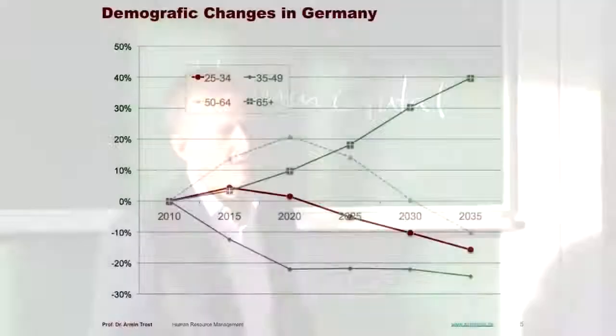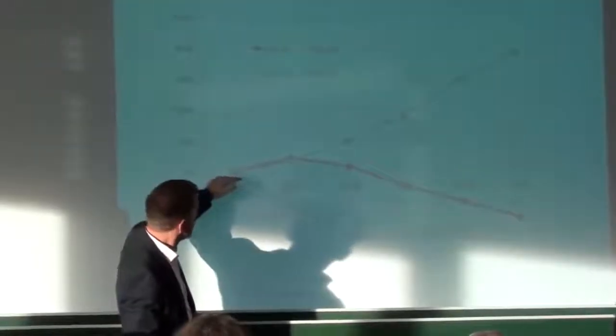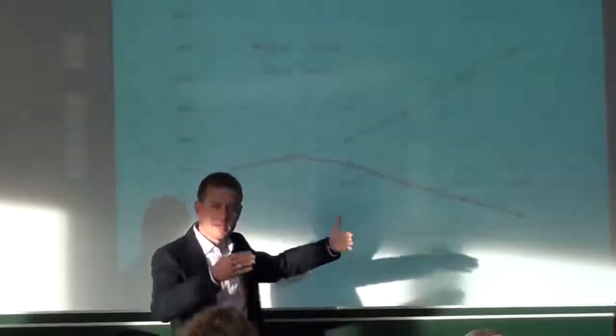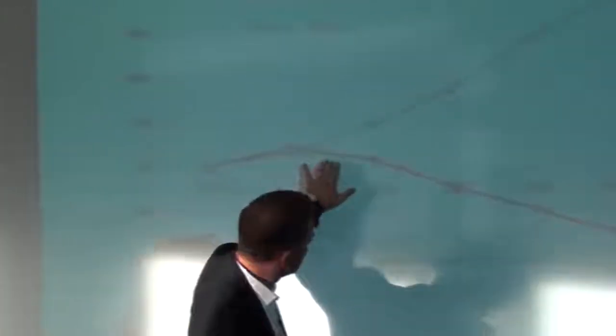Here is a different slide. I think this is more relevant. What you can see here, this red line, these are those in the age of 25 to 34. And the question is, in 2015, in 2020, and so on, how many people will we have in this age compared to 2010? So here is 0. But we'll see that until 2015, this population increases, so we will have more people in this particular age. And then the amount of people in this age will decrease.